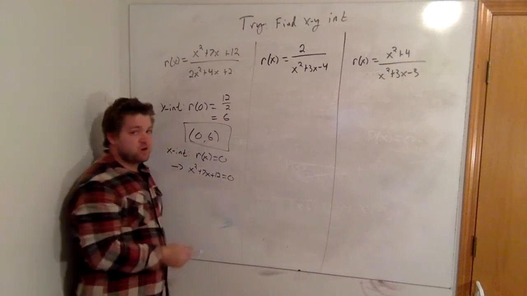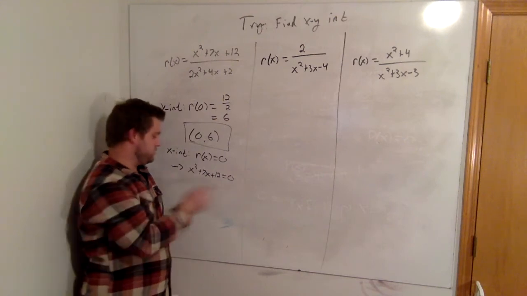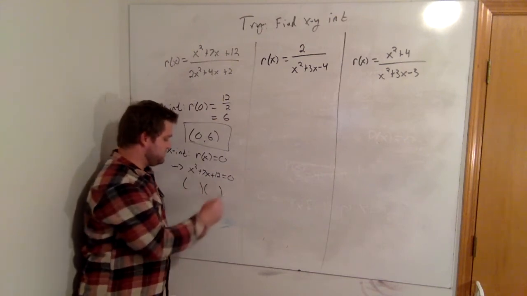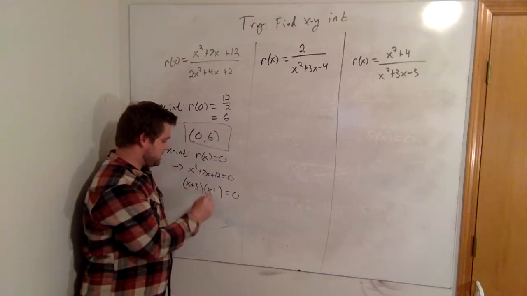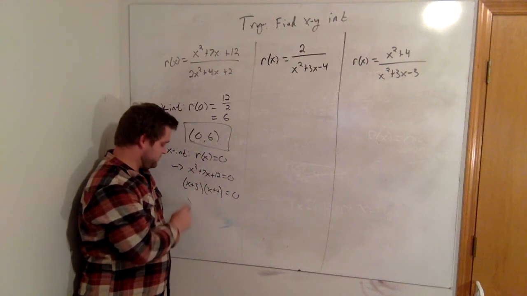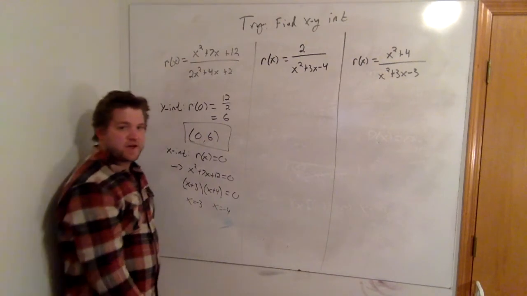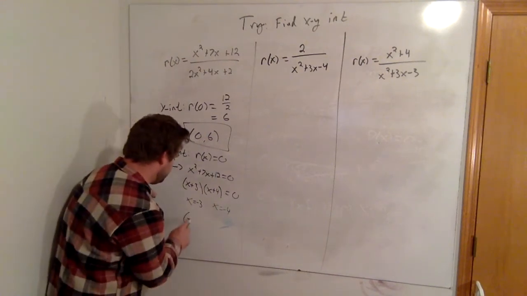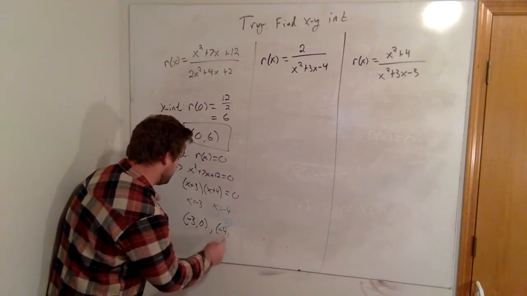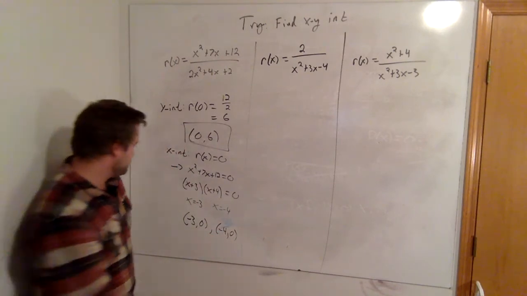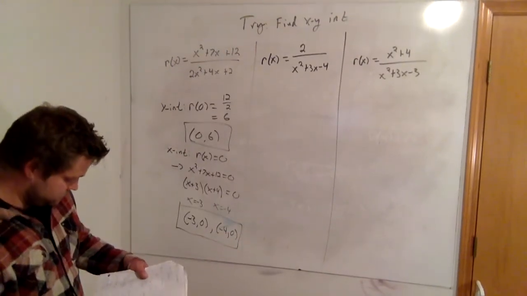You could use the quadratic formula here if you'd like. I'm always going to avoid the quadratic formula unless I really need to. I can hopefully see that this factors to x plus 3 and x plus 4. So the solutions must be x equals negative 3 and x equals negative 4. So we have our two x-intercepts. If I input negative 3, I get an output of 0. If I input negative 4, I also get an output of 0. There's our first example.